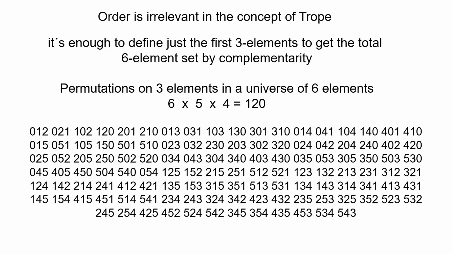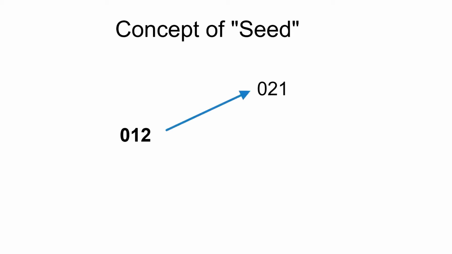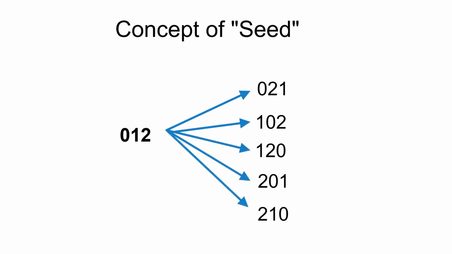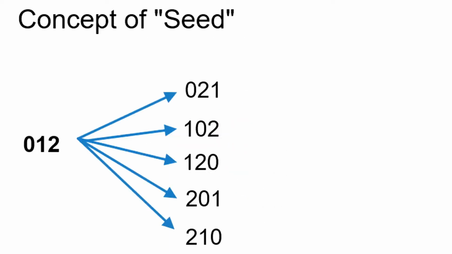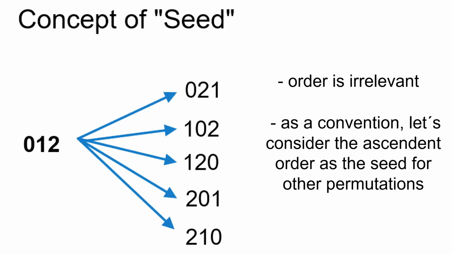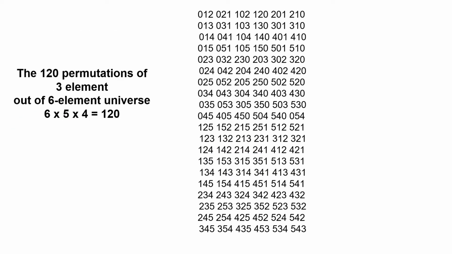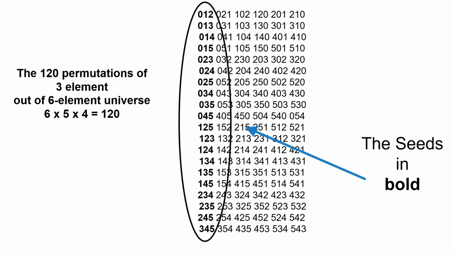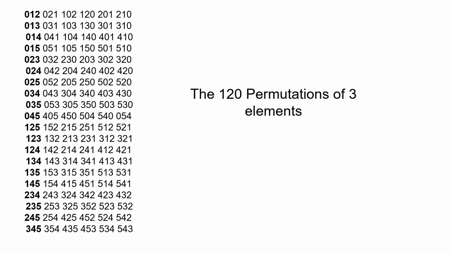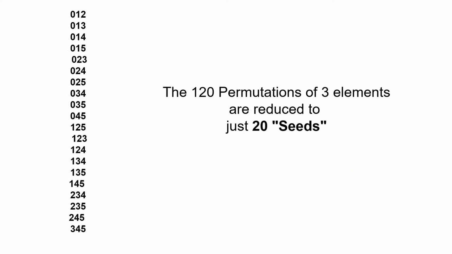Thinking in this way, let's examine the permutations of 3 elements out of 6. The seed is a parent permutation from which you can derive many permutations or children using its same elements. In the seed, the order is irrelevant. As a convention, let's consider the ascendant order as the seed for other permutations. Now we have all the 120 permutations of 3 elements out of the 6-element universe. The seeds are in bold. In this way, 120 permutations are reduced to just 20 seeds.